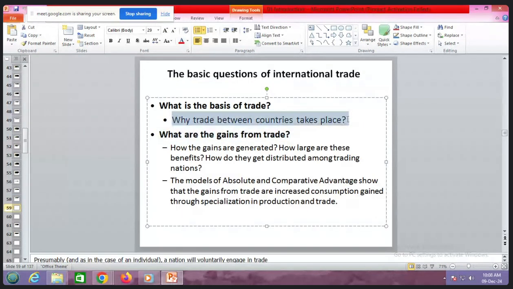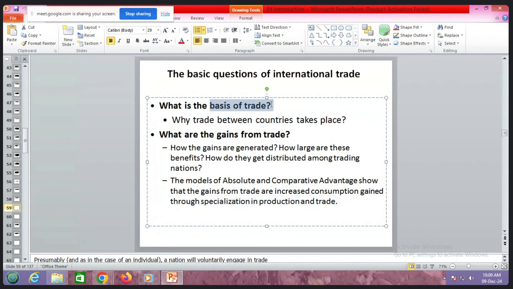So why trade takes place between the countries has been answered by two theories, absolute and comparative. Then the second question which we are going to look at is what are the gains from trade? This also I have explained to you: how the gains are generated, how large are the benefits, how they get distributed among the trading nations. The models of absolute and comparative advantage show that there is increased consumption gains through specialization in production and trade.